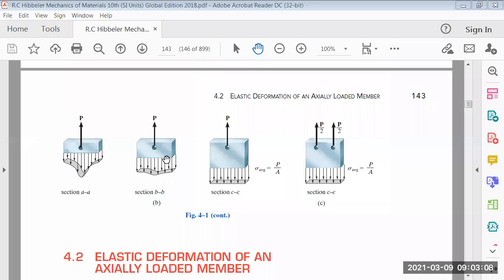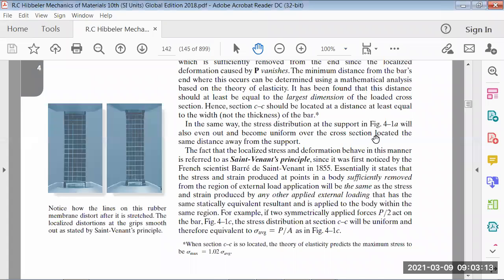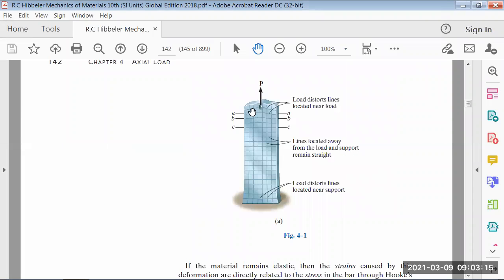But when the section is getting far, if you look at the element, you will feel it. The closer you get to the load, the more distorted the grid is. This horizontal line and these vertical lines make up the grid. The first line of the grid, close to the load application, is the most distorted one.